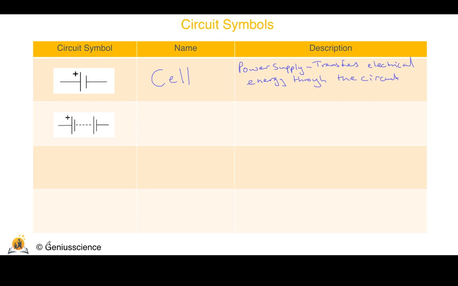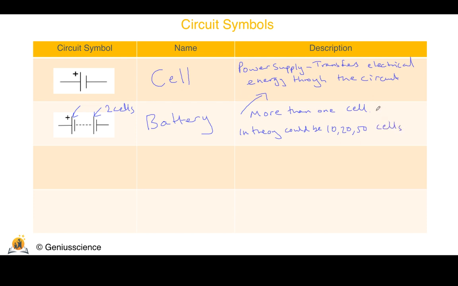Our next circuit symbol here is a battery. A battery functions in the same way as a cell, as a power supply. A battery is simply just more than one cell. And the circuit symbol here shows a battery with two cells. In theory, a battery could have 10, 20 or even 50 cells. Essentially, any number more than 1.